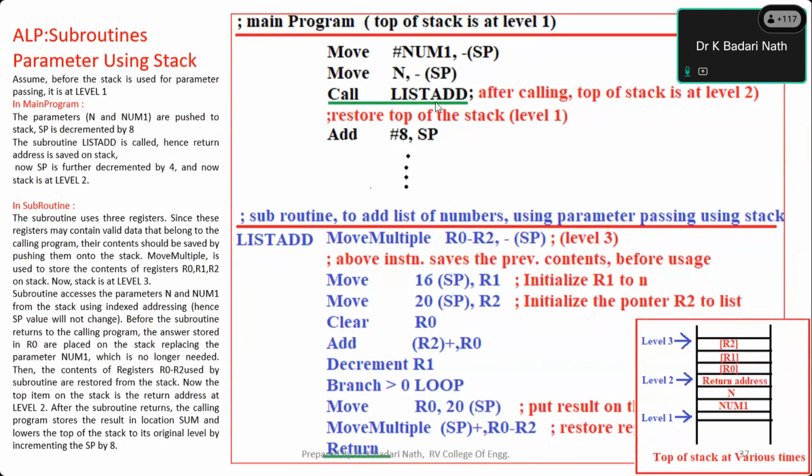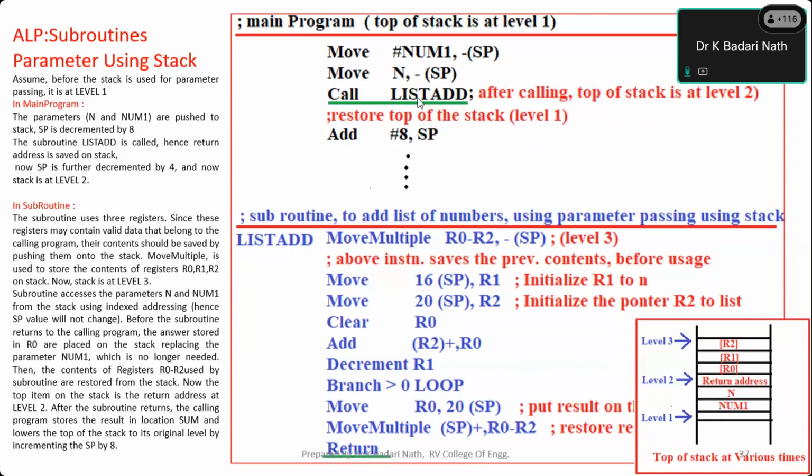Before I call the subroutine, I am assuming level 1 is the place where the stack pointer is pointing. So before the subroutine initiation starts, the stack pointer is pointing to what is called level 1. Now I start using the stack for implementing the subroutine call.